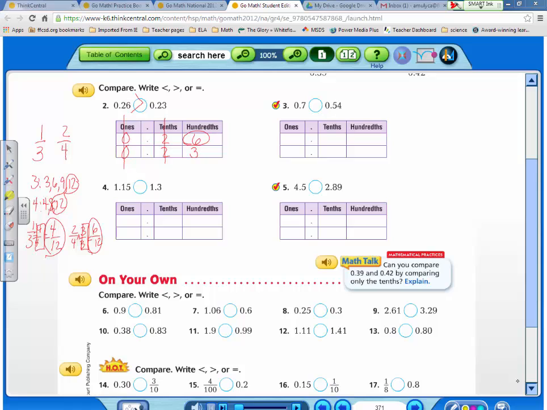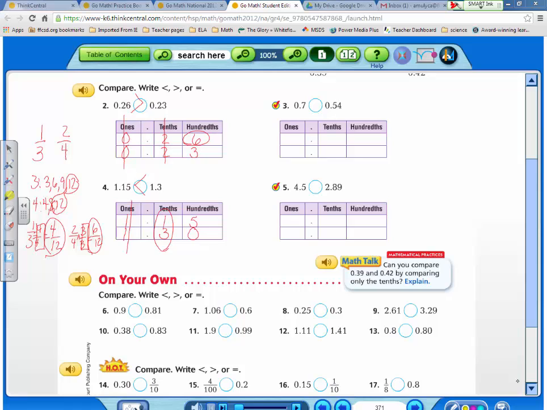Now when we get to a question like number 4, we fill this in and we have 1 and 15 hundredths. And here we have 1 and 3/10. And what we can do is fill in with a 0 here to make them the same length. So again, we start in the ones place. They're both the same. We look in the tenths place. A 3 is greater than 1, so the 3 is larger.